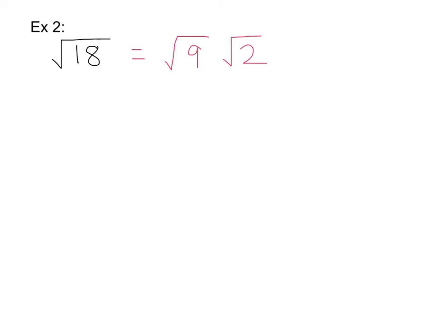Now I can take the square root of 9 and it gives me the number 3. I can't take the square root of 2, so it stays square root 2.